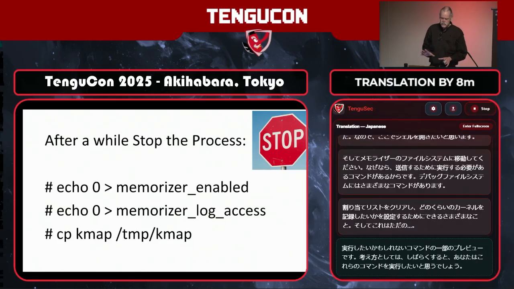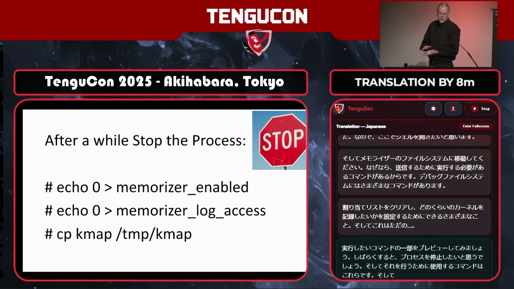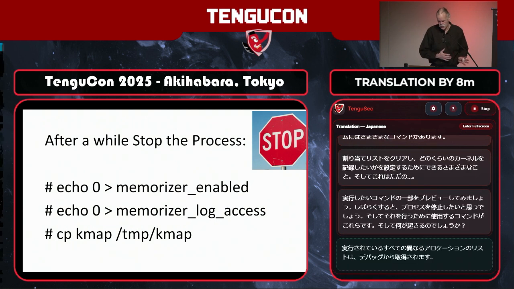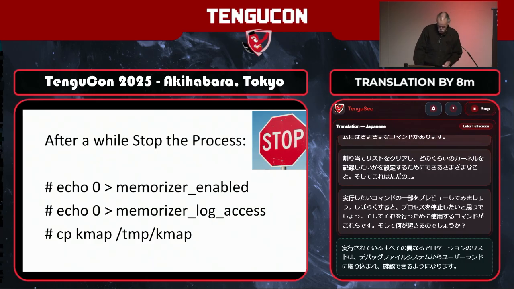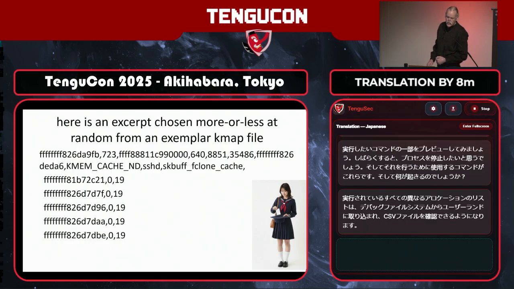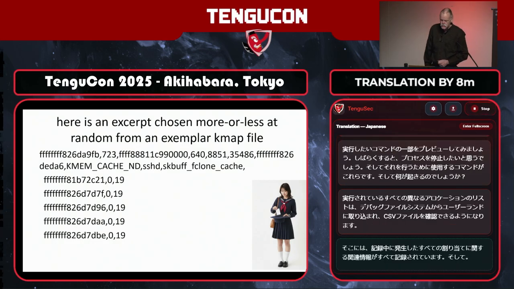Then what happens is the list of all of the different allocations that ran is taken from the debug file system into userland, so that you can look at a CSV file which has all of the relevant information about all of the allocations that occurred during the recording. And the data looks kind of like this.